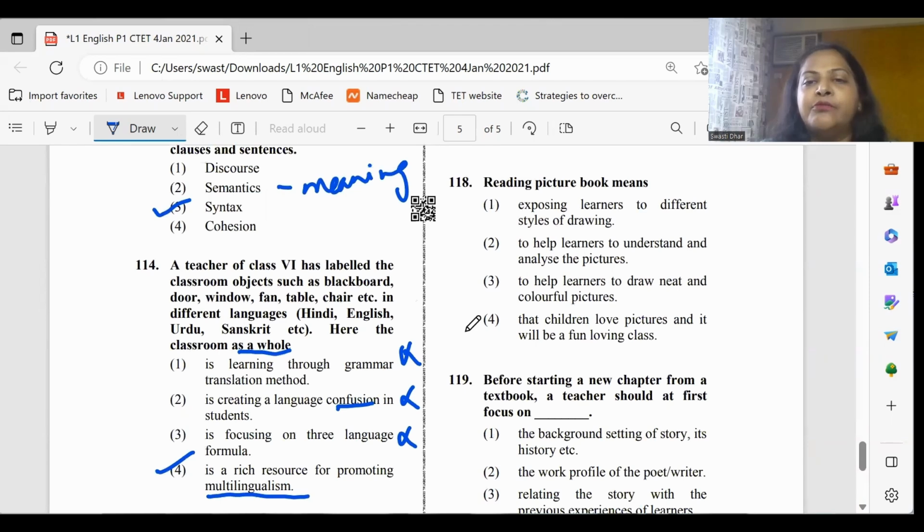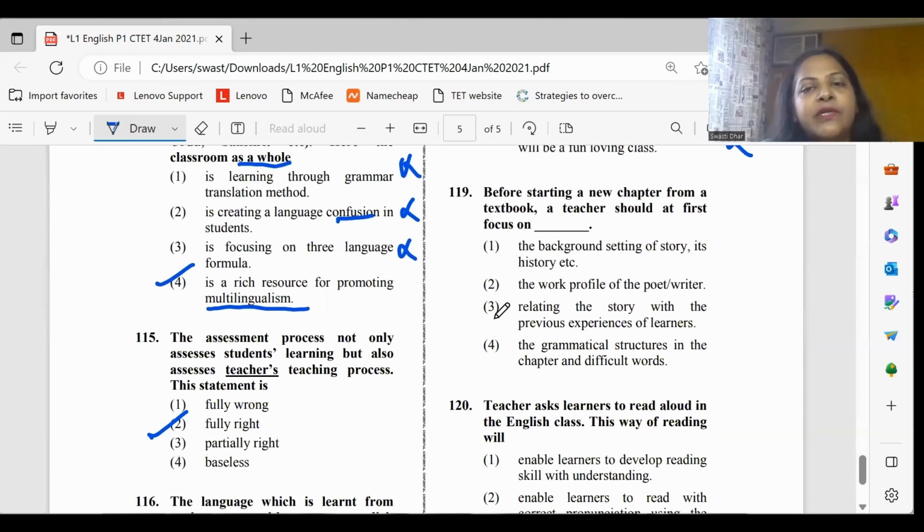What do reading picture books mean? So let's see, exposing learners to different styles of drawing. No, this will be wrong. Help learners to draw neat. No. And children love pictures and it will be a fun loving class. So yes, it would be, but that's not the correct reason. We are helping learners to understand and analyze the pictures. Why is the king smiling, or is the person sad? So when you're doing such things, you're doing a reading picture book.